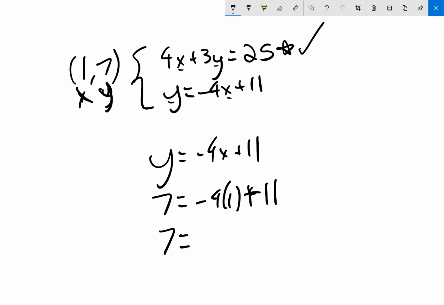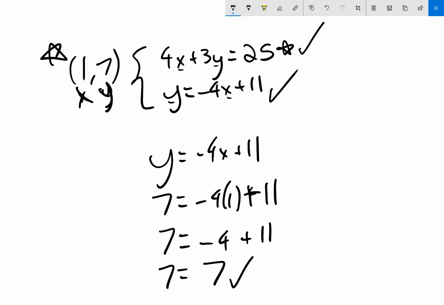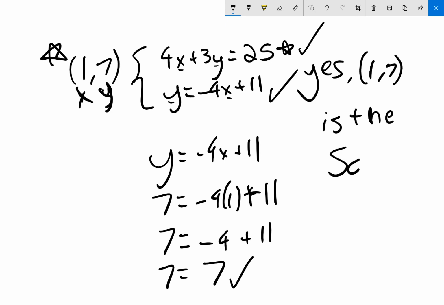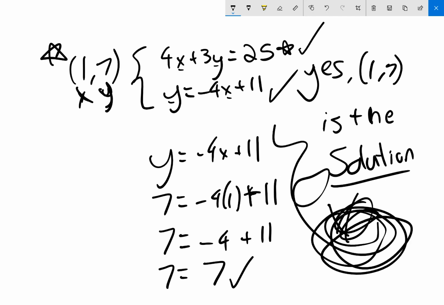So 7 equals negative 4 times 1, which is negative 4, plus 11. Negative 4 plus 11 is 7, and 7 equals 7. So this equation works as well. So since the point works in both, emphasis on both equations, then that means that point is a solution. I can say yes, the point 1, 7 is the solution. And then we can have fireworks, and the crowd goes crazy. I just love writing on this thing, by the way.